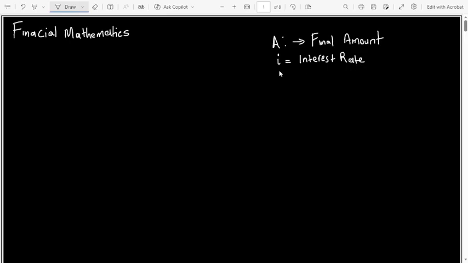Then we have N, which will be the number of what? The number of times the interest rate is calculated. So someone can say the number of years. So this will be the number of times interest is calculated.